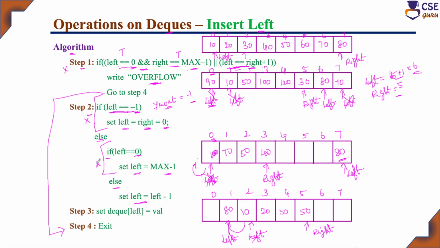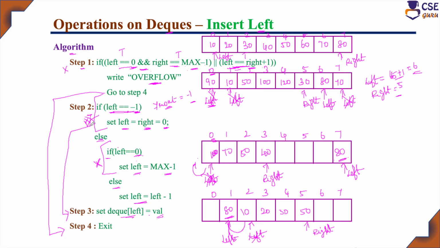Suppose this condition is also false, in the sense left has not reached the 0th position: left is not minus 1, left is not 0. In that case, just decrement the left pointer by 1 and place the element. In step 3, you are placing the element. If this condition is true, it will go to step 3 and place the element: set the left and right pointers to the 0th position, and in step 3 place the element. These two other conditions won't execute; the else part won't execute.